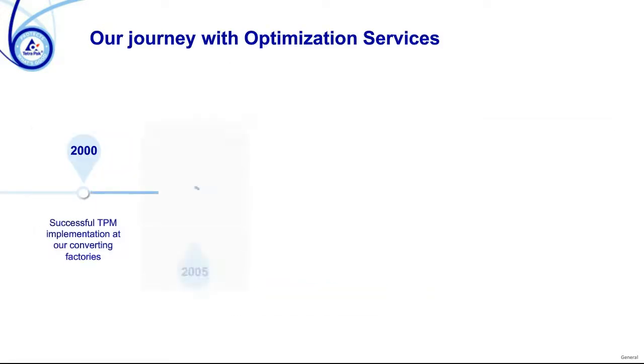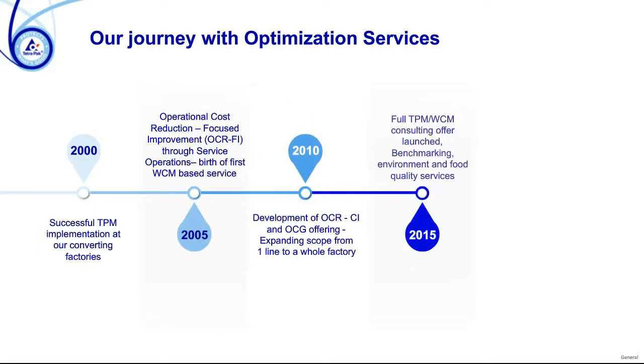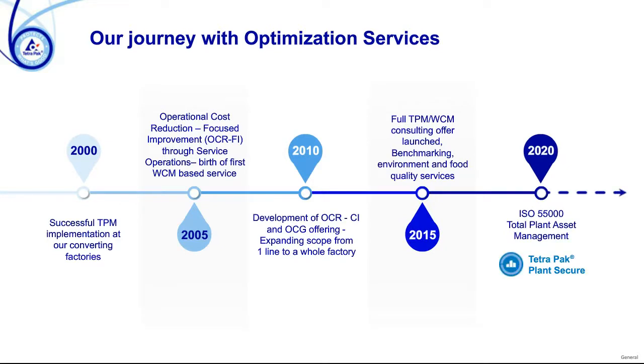Now let's take a look at our journey with optimization services. It started back in 2000 when we completed our successful implementation of TPM in our converting factories. And at that point in time, we realized the benefits and said, okay, why don't we roll out the knowledge to our customers? And a few years later, we launched our first improvement product called OCR, Operational Cost Reduction Focused Improvement, or for short OCR-FI.